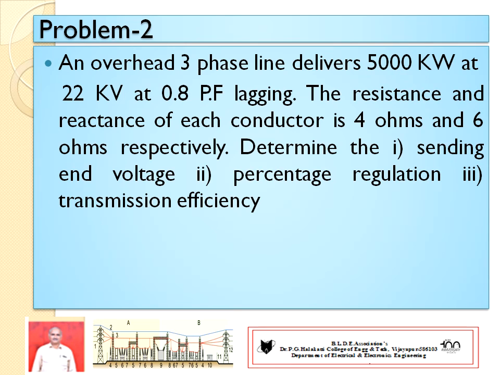Then problem number 2. An overhead three-phase line delivers 5000 kilowatt at 22 kV, 0.84 power factor lagging. The resistance and reactance of each conductor is 4 ohms and 6 ohms respectively. Determine the sending end voltage, percentage regulation and transmission efficiency.